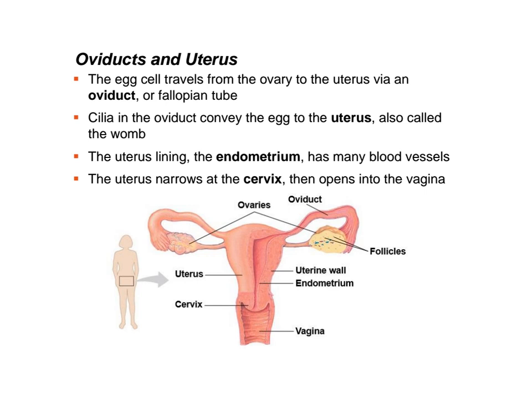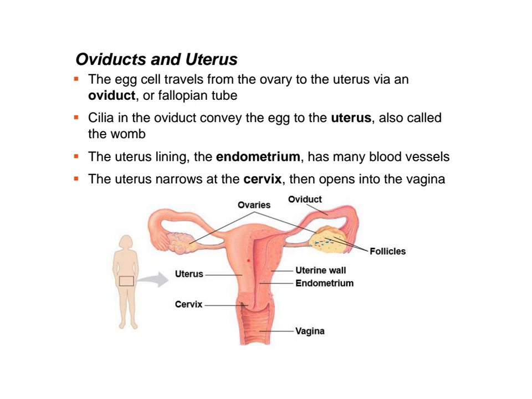An egg cell travels from the ovary to the uterus via the oviduct or fallopian tube. You can see the oviduct here in the diagram. Cilia in the oviduct conduct the egg to the uterus, which is also called the womb. The uterus lining is called the endometrium, which you can see in the diagram here, and this has many blood vessels. The uterine wall is very thick and powerful, consisting of lots of smooth muscle.